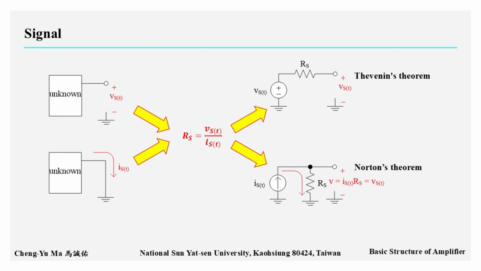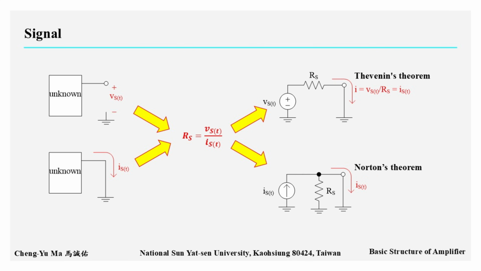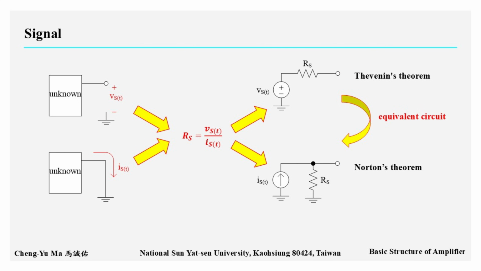When the output terminals of the two equivalent circuits are open-circuited, their open circuit voltages are both Vs. For the Norton circuit, the open circuit voltage equals Is multiplied by Rs. According to the equation shown on the slide, this is equal to Vs. When the output terminals of the two equivalent circuits are short-circuited to ground, their short-circuit currents are both Is. For the Thevenin equivalent circuit, the short-circuit output current is Vs divided by Rs, which is equal to Is. Therefore, the Thevenin and Norton equivalent circuits are equivalent to each other and can be converted into each other.